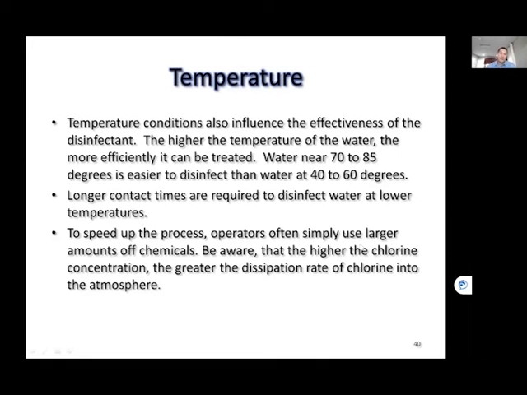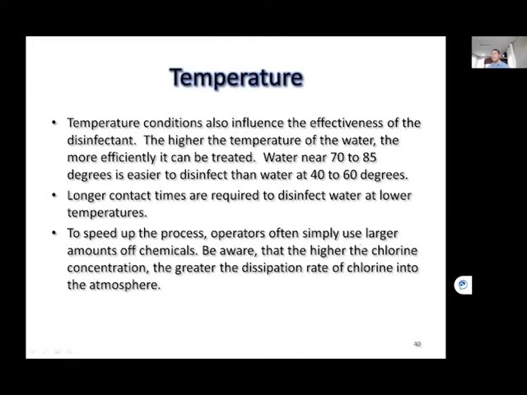Temperature conditions also influence the effectiveness of the disinfectant. The higher the temperature of the water, the more efficiently it can be treated. Longer contact times are required to disinfect water at lower temperatures. To speed up the process, operators often simply use larger amounts of chemicals. Be aware that the higher the chlorine concentration, the greater the dissipation rate of chlorine into the atmosphere.